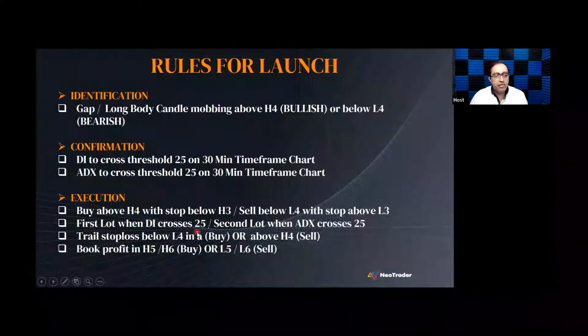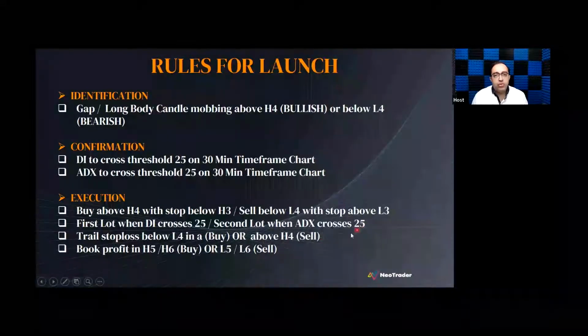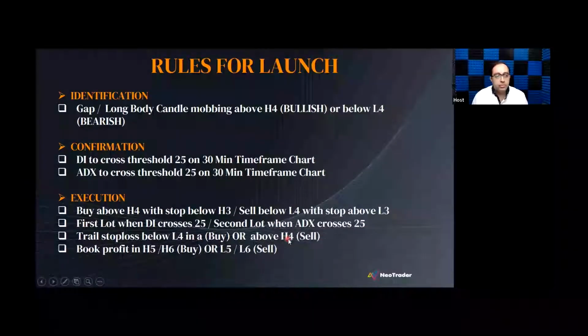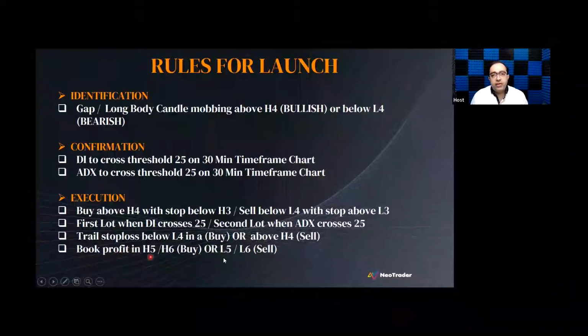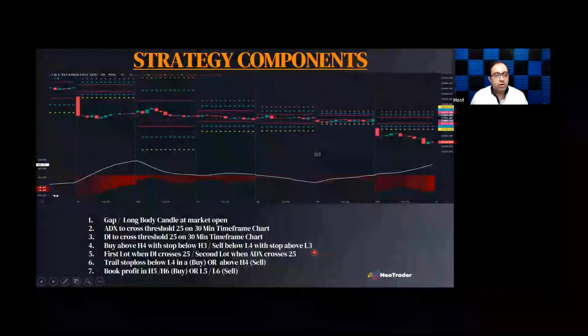You will buy first when DI crosses. I told you, 2 times you can buy. First is when DI crosses 25, and then next is when ADX crosses 25. So you can buy twice. You will trail the stop loss to L4, or you will take it above H4 when you are in a sell, and book profit in H5, H6. So let's see it on the chart.